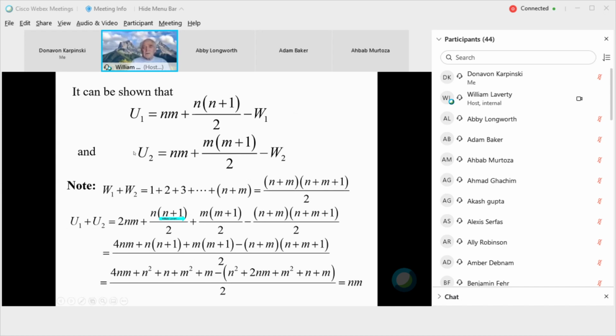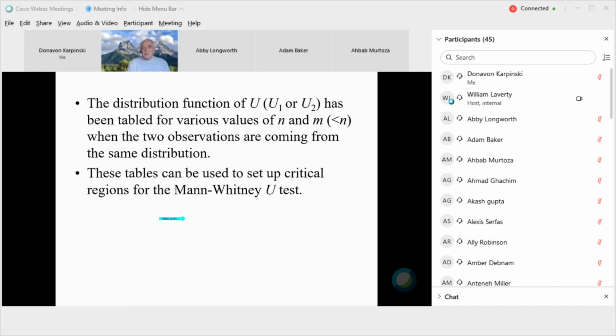If I add those 2 up, they add up to n plus m times n plus 1 over 2. And if you add the 2 U's up, they add up to n times m. The distribution of U has been tabled for various values of n and m. And these tables can be used to set up critical regions for test statistics. They can also be used to compute p-values.